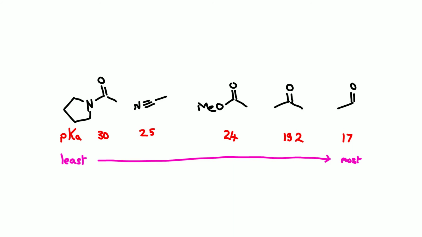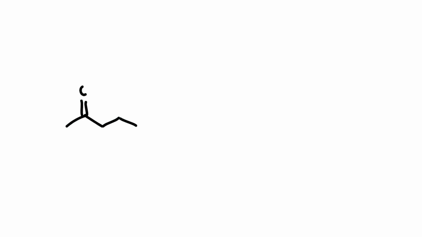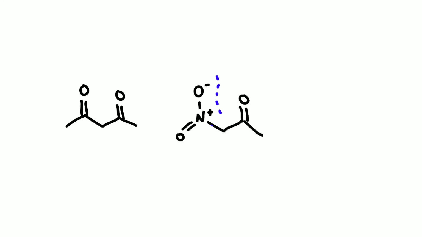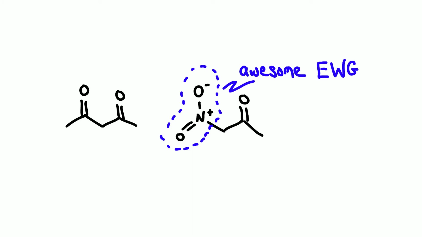These effects are cumulative. If there are two electron withdrawing groups on a methylene, that methylene is better able to support an enolate than just one electron withdrawing group. And if there's an especially good electron withdrawing group, like a nitro, then the methylene becomes relatively acidic.